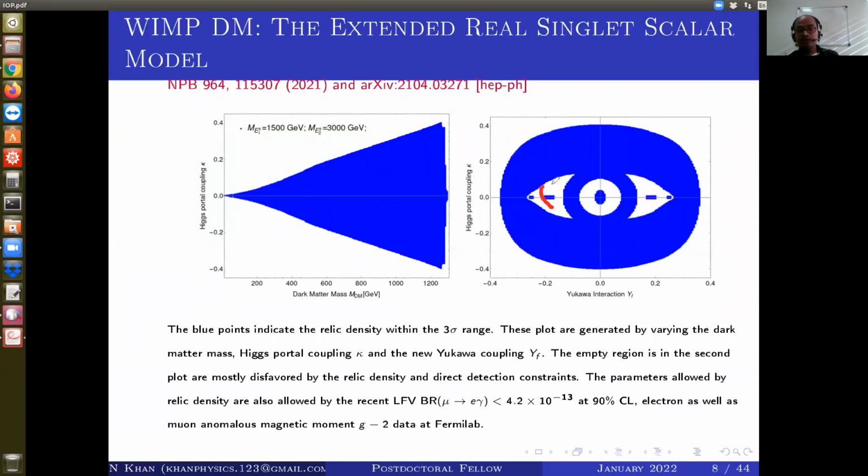And inside this white region, it is actually ruled out by the larger relic density and by the direct detection experiment. So one can see that in this model you can get a large region of parameter space which can explain the relic density.